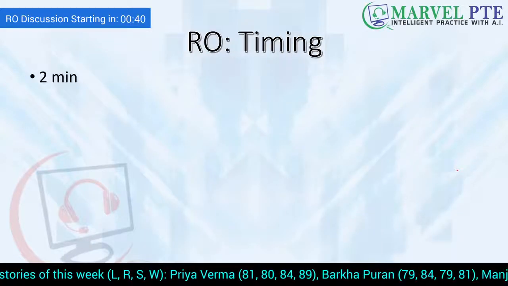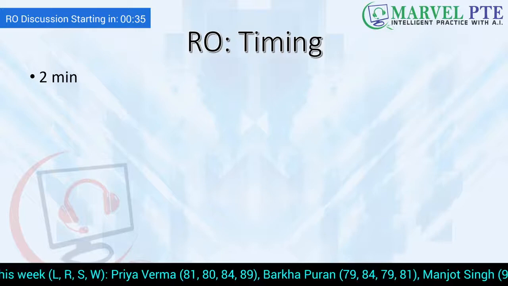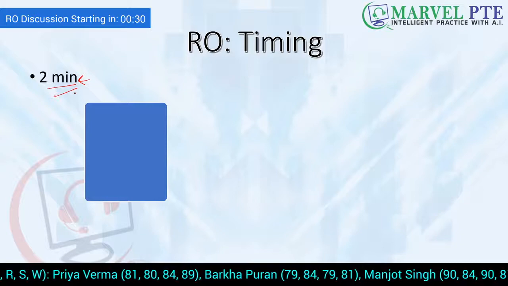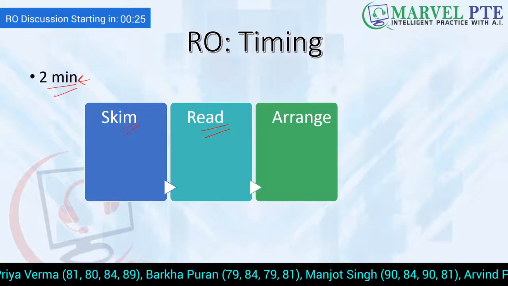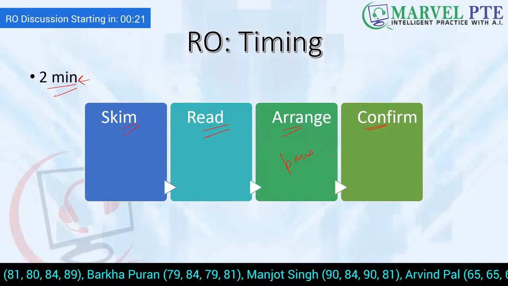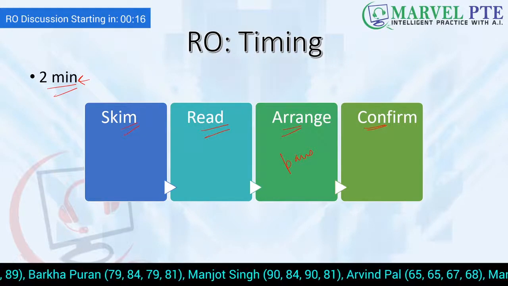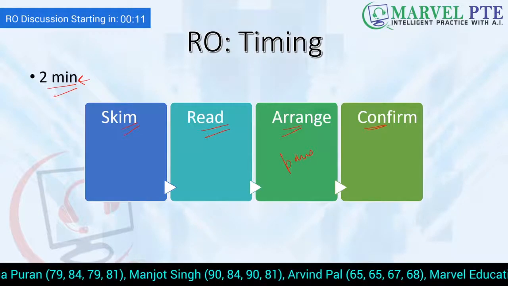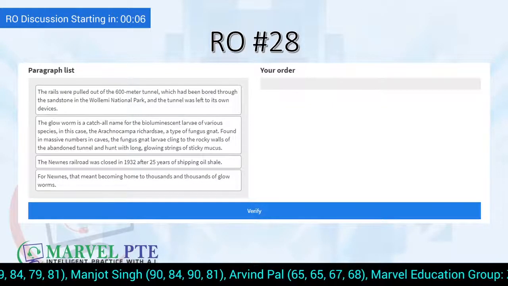Okay, so that being said, let's see how much time you can spend on solving one reorder paragraph. You can just spend approximately 2 minutes on solving one reorder paragraph, and in that you have to skim the content. After that you have to read it, and then you have to arrange the pairs, and after making the pairs you have to confirm if the pairs are correct or not. And you have to do this much in 2 minutes, and it can be overwhelming if you do not know the right tips, strategies and hacks to solve this reorder paragraph. So this is today's topic.